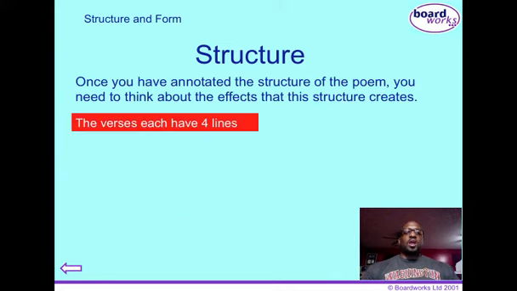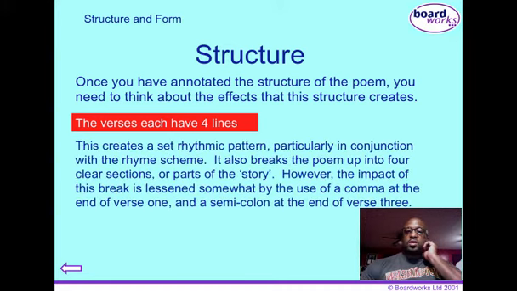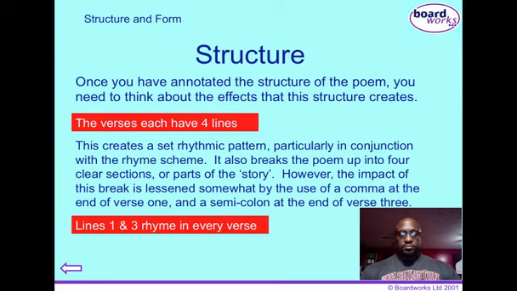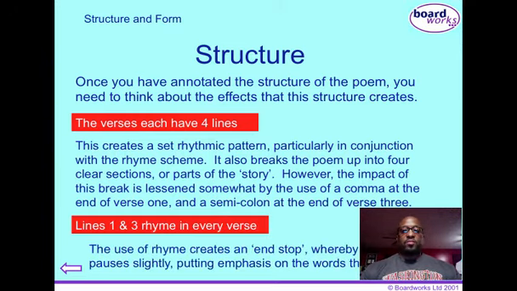All right, so that deals with the structure. Annotating a poem is a very good idea because it allows you to think and reflect about the effect of the structure that it creates. So here, the verses each have 4 lines. This creates some sort of rhythmic pattern, particularly in conjunction with the rhyme scheme, as we noticed before. It also breaks up the poem into 4 clear sections and tells a story. But note, however, that the impact of this break is lessened somewhat by the use of a comma at the end of verse 1 and a semicolon at the end of verse 3. And we also notice that lines 1 and 3 rhyme in every verse.